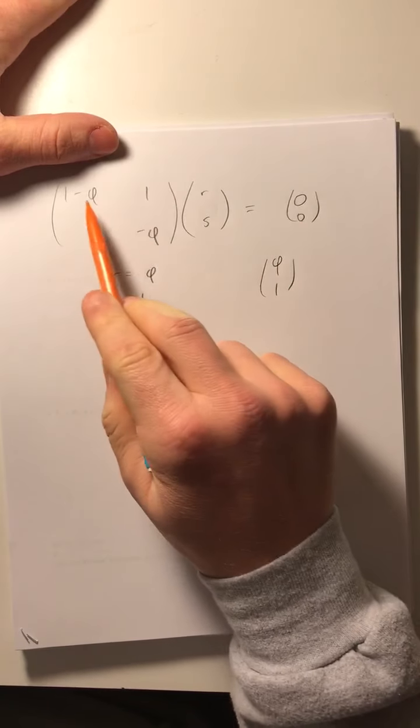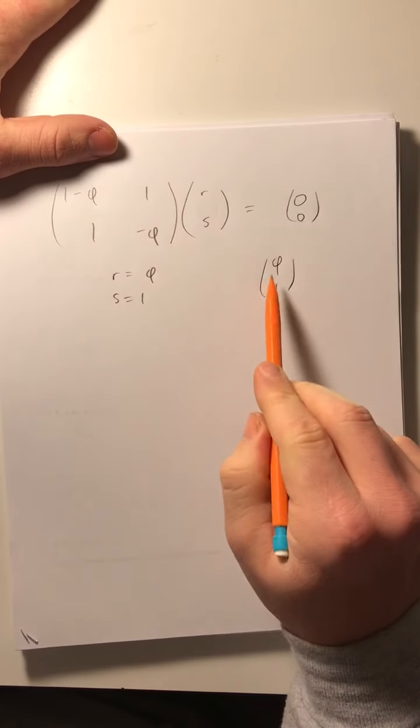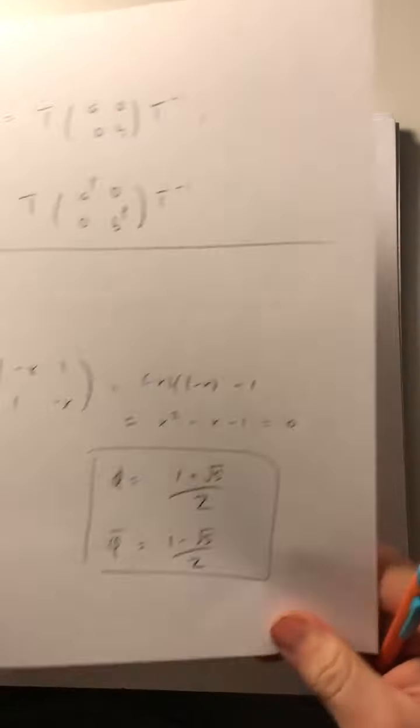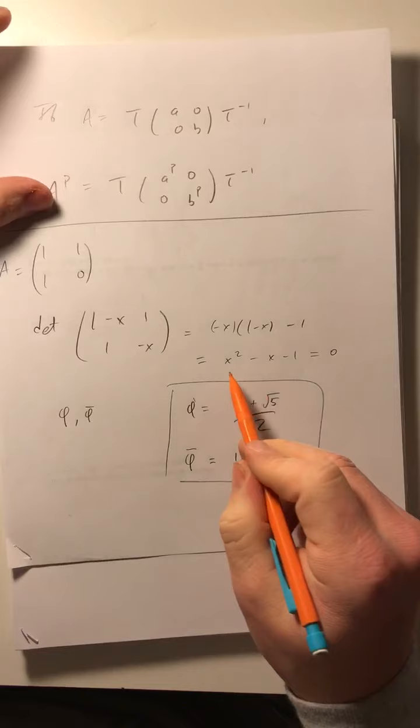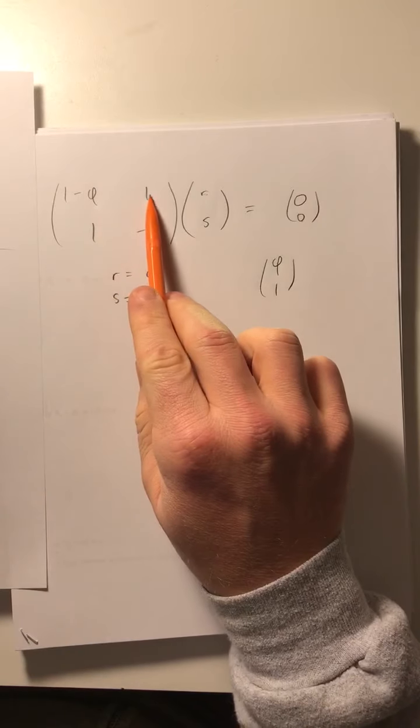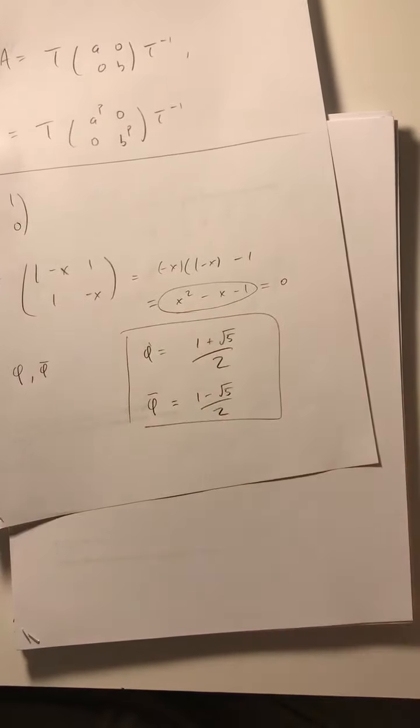And what about the first row? If I multiply this, my r, s, with this choice of r and s, do I get 0? I do, because phi is a solution to this equation. So if you plug in phi here and 1 here, and multiply this first row by that column, you will get 0 because phi is a solution to this equation.